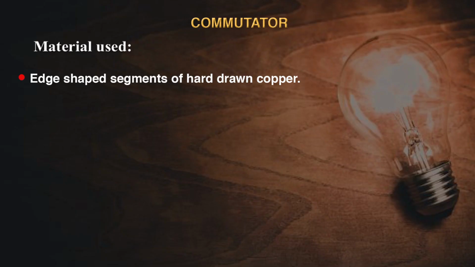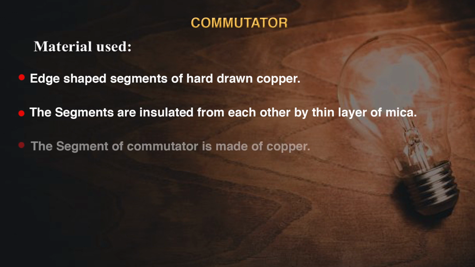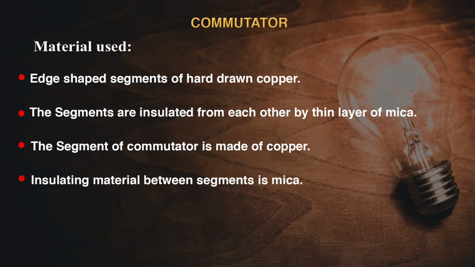Now we have to understand what is the material of the commutator. The commutator is made of a large number of wedge-shaped segments of hard drawn copper. The segments are insulated from each other by a thin layer of mica. The segments of the commutator are made of copper and the insulating material between segments is mica.